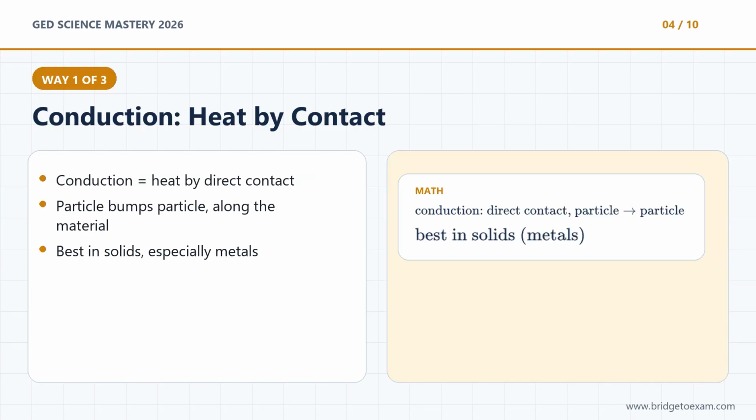The first way heat moves is conduction, heat traveling by direct contact, passing from particle to particle. When you put a metal spoon into hot soup, the fast-moving soup particles bump the spoon's particles, which bump the next ones, and soon the whole spoon heats up. Conduction works best in solids, and especially well in metals, because their particles are packed close and pass energy along easily. So whenever two things are touching and heat moves between them, that is conduction.